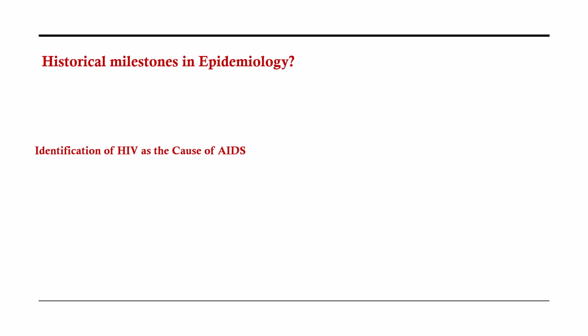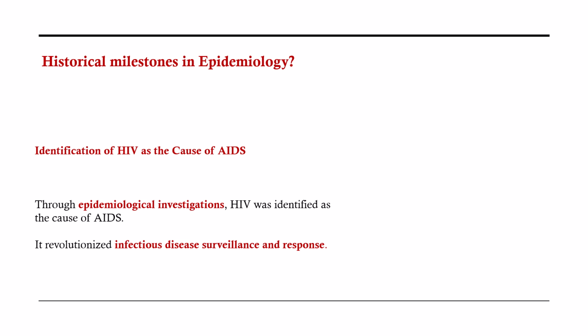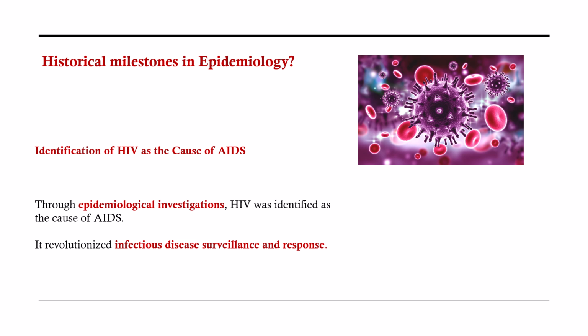Okay, another historical milestone in epidemiology is the identification of HIV as the cause of AIDS. HIV is human immunodeficiency virus and AIDS is acquired immune deficiency syndrome. Through epidemiologic investigations, human immunodeficiency virus was identified as the cause of AIDS. It revolutionized infectious disease surveillance and response. This is the human immunodeficiency virus. Epidemiologic investigation helps in developing antiretroviral treatment regimes for HIV.